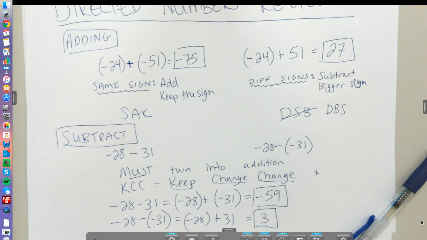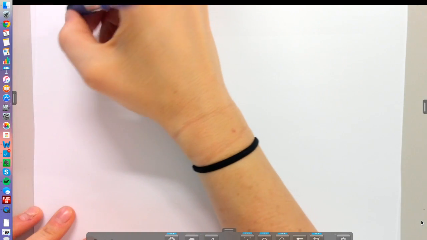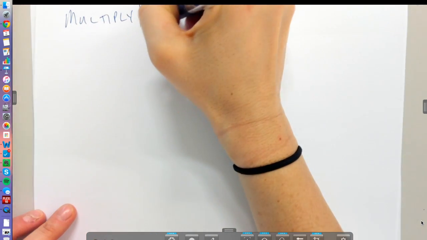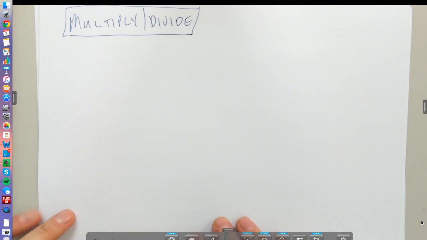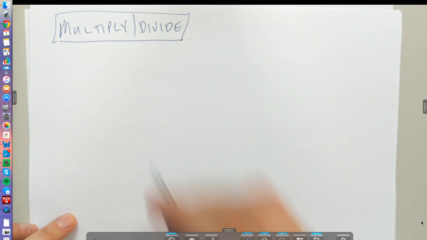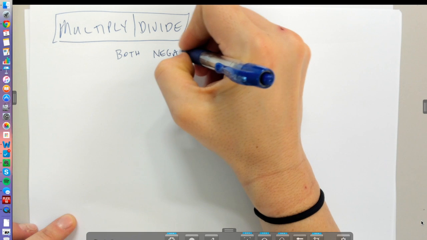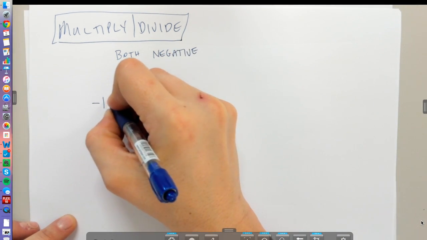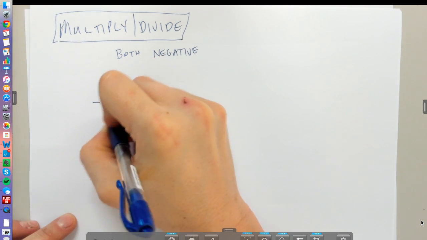Okay, the next thing that I want to talk about now is multiplying and dividing. In my opinion, multiplying and dividing is much more straightforward. Multiply, divide. I hope you are writing this down. This is good review. Okay, so you have two options when you multiply or divide. Both the numbers could be negative. So for instance, negative 15 times negative 3. So they could both be negative.